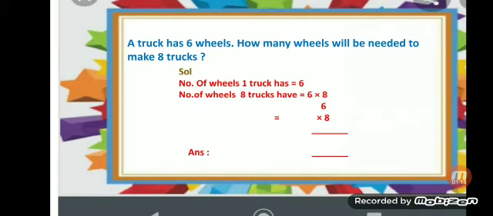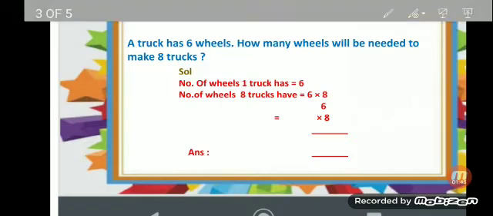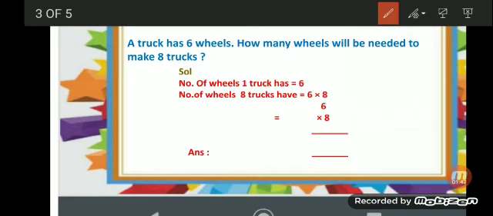So, before solving any word problem, children, there are some points you have to keep in your mind. First point, you have to read the question very carefully. Second point, look for the given information. And third point, what you have to find out, because you have to make statements also. So let's start solving the question. Here, first you write solution, then we have to write the statement. So we will read the question again.